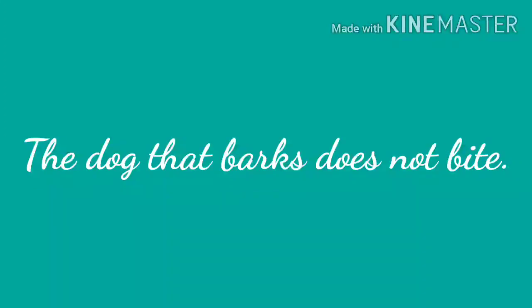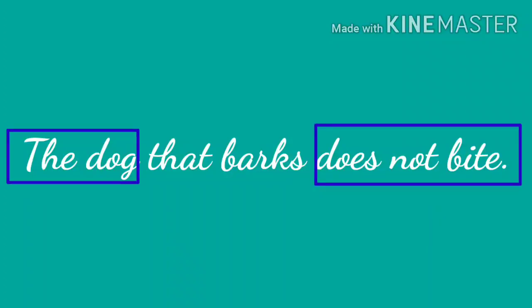Now let's analyze the third sentence. The dog that barks does not bite. All right. So in this sentence, let's try to find out the main clause and the subordinate clause. So the dog does not bite.